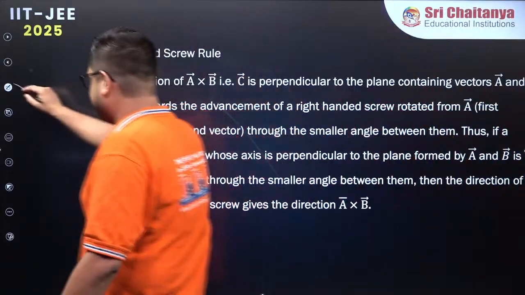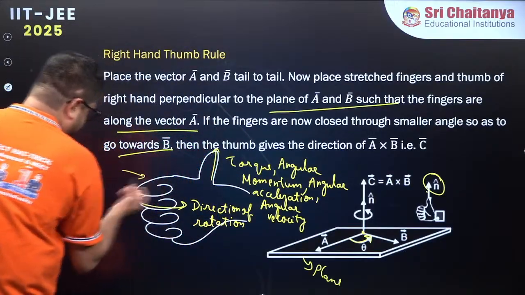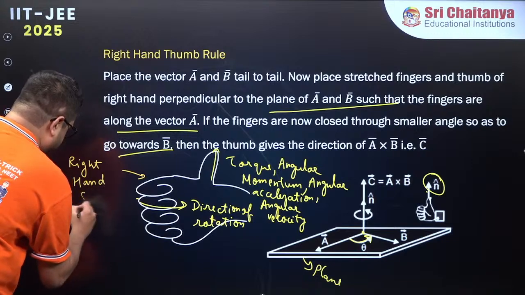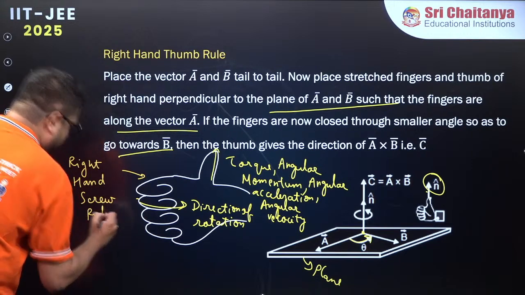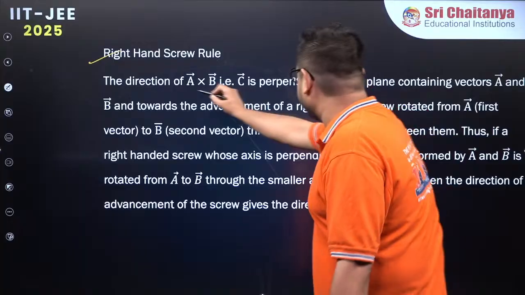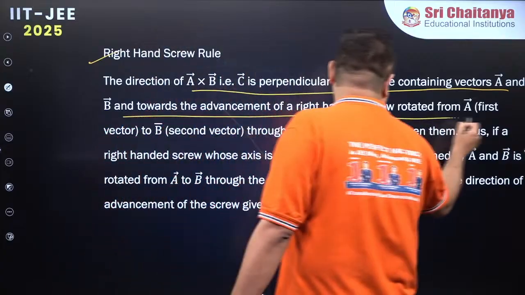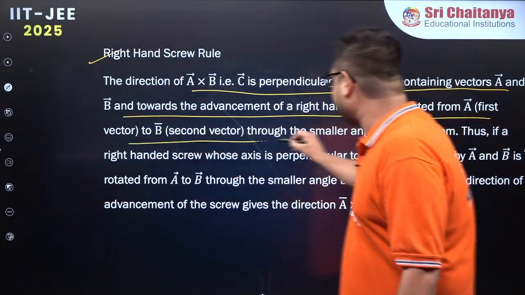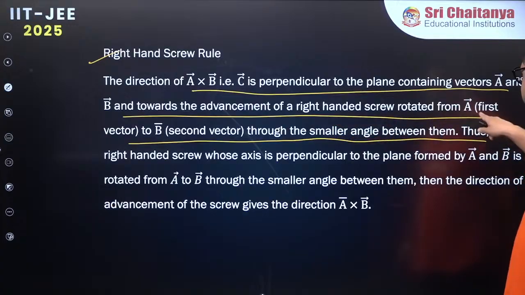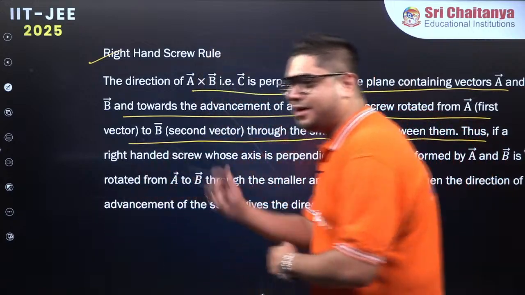You can write this down as a note: this is what is known as the right hand screw rule, also known as Maxwell's corkscrew rule. This is what is being given in this context. The direction of A cross B, C, is perpendicular to the plane containing vectors A and B, towards the advancement of the right-handed screw rotated from A, the first vector, to B, the second vector, through the smaller angle between them. So we are rotating it from A to B. That's the angle in between A and B.